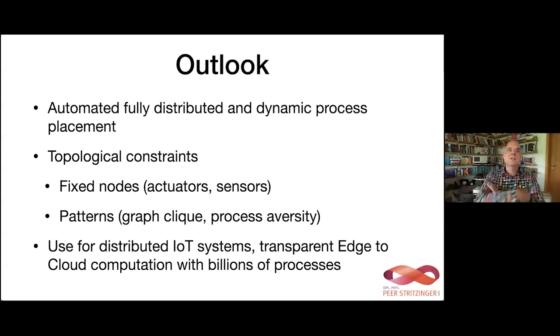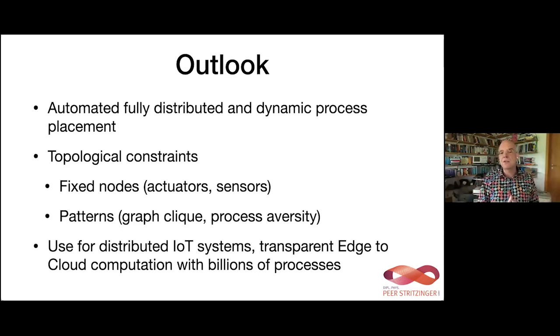So, automated, fully distributed and dynamic process placement. I talked about that. You probably want topological constraints, so that you can say this process needs to be on this node because it's talking to this sensor that's wired to this node. Or you want patterns, where you say these five processes would really like to be on a fully connected mesh. Then the system could find a clique, which is a fully connected subgraph of a larger graph, and place them there, and they can all talk to each other. So you could place manager nodes on a subcluster here and then talk to other stuff.